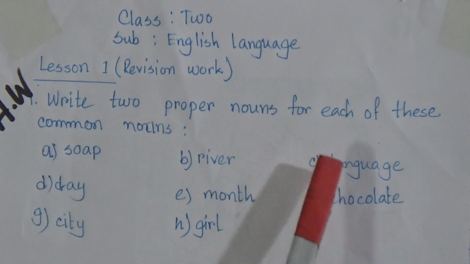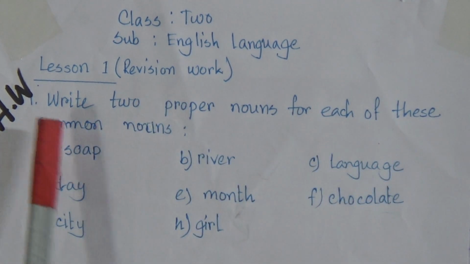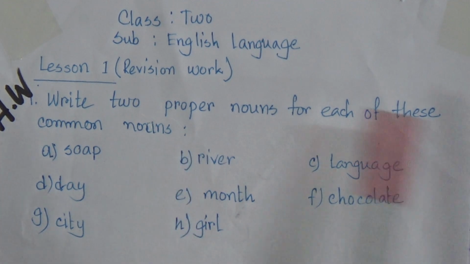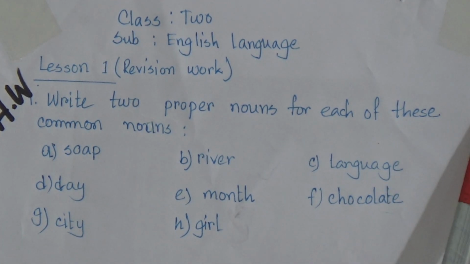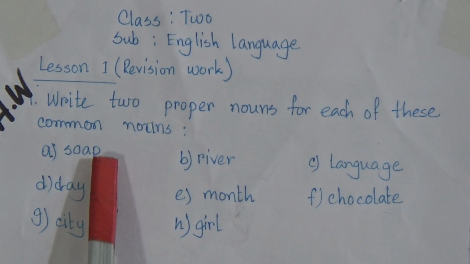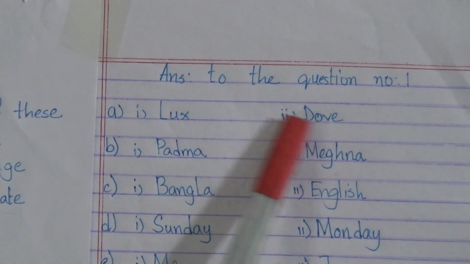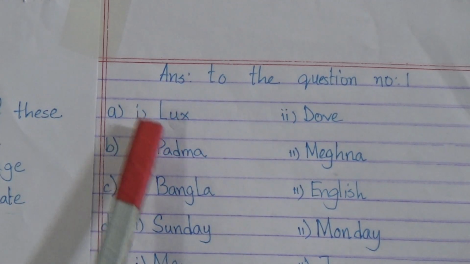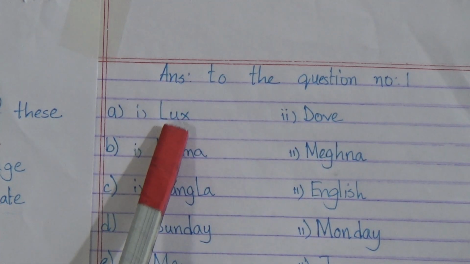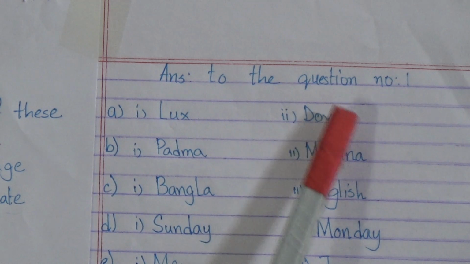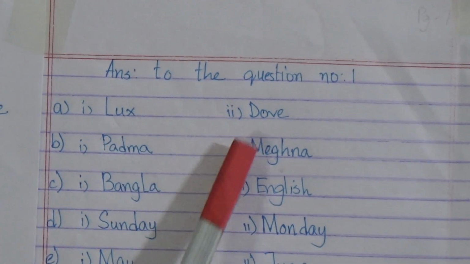Number 1, A. It is said that you have to write 2 proper nouns for each of these common nouns. So you can write this way, answer to the question number 1. Then you will write here A. First A, it was given soap, so you will write only the answer in your answer sheet. Then you can give here number 1 and 2, Roman number 1 and 2. And for soap, you will write 2 soap names, first Lux, then Dove. Number B, river. You will write 2 rivers' names like this. Number 1, Podda. Number 2, Meghna.